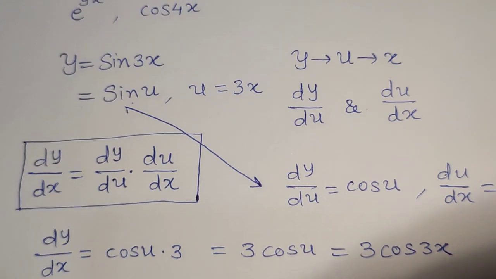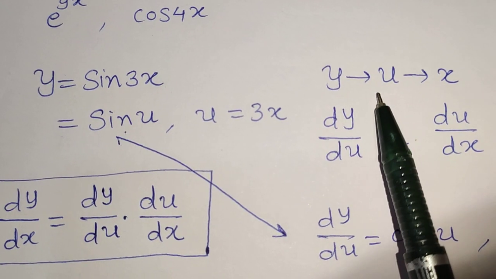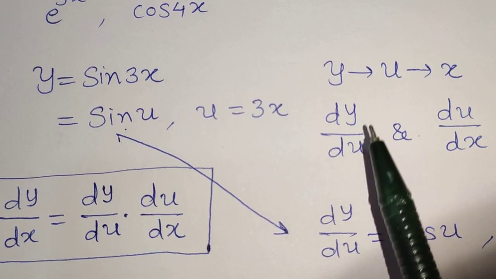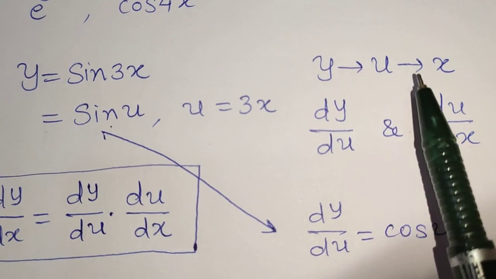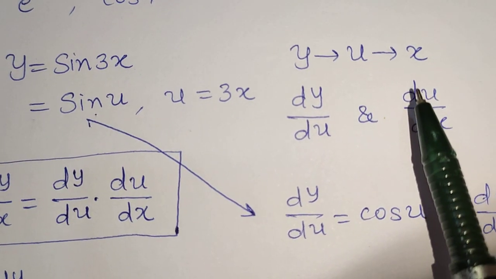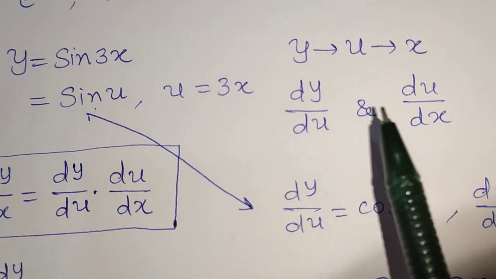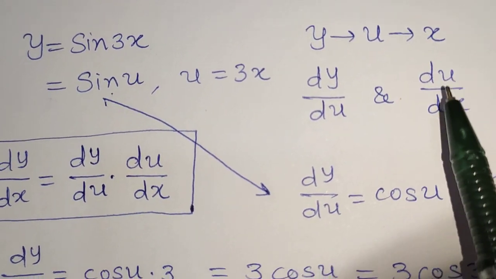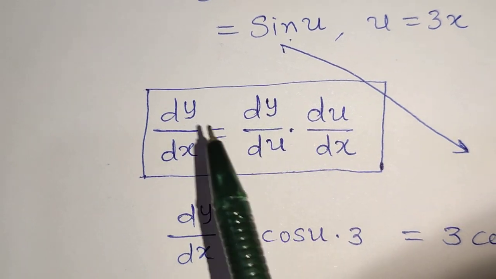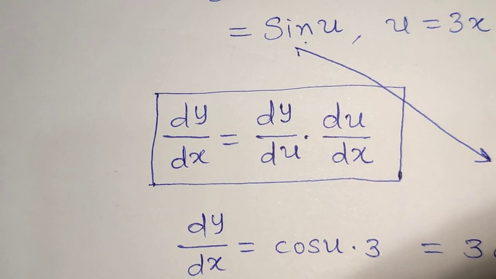What is important here is y involves u. So the derivative of y with respect to u, dy by du. U involves x, so the derivative of u with respect to x is du by dx. If we multiply these both, it will become dy by du into du by dx, and this is the chain rule to find dy by dx.